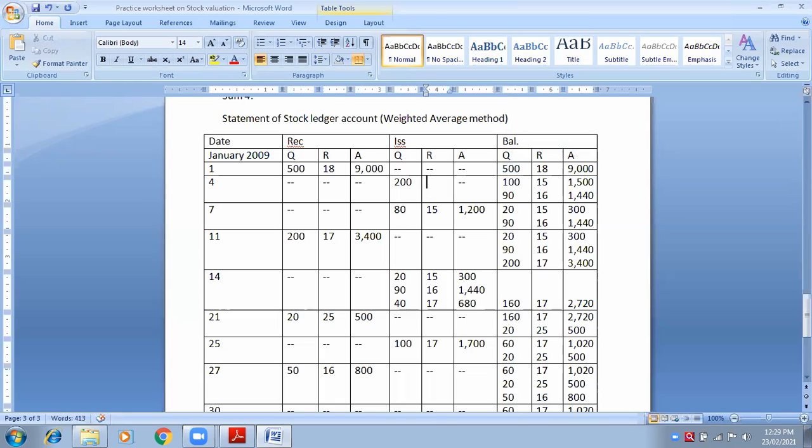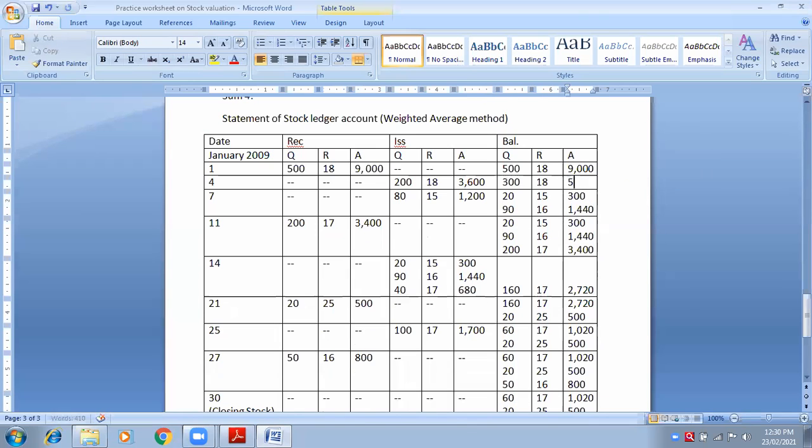And what is the rate of the 500? 18 rupees. So 200 into 18 is how much? 3,600. So how much is left over? 300 units. So here I will write 300 units at the rate of 18. So what will be my answer? 5,400. This is my closing balance of the second date. Okay, draw the line. Sorry, I did not change the date; the date is the second date.